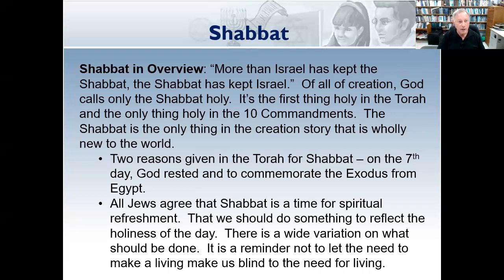The only thing that's holy in Genesis is the Sabbath. It's the first thing in the Torah that's called holy, and the only thing in the Ten Commandments that's called holy. The Sabbath is the only thing in the creation story that's wholly new to the world. And this is, again, along the same theme that Bryce introduced. There is nothing connected to the universe that is particularly connected to a time of 7 days.